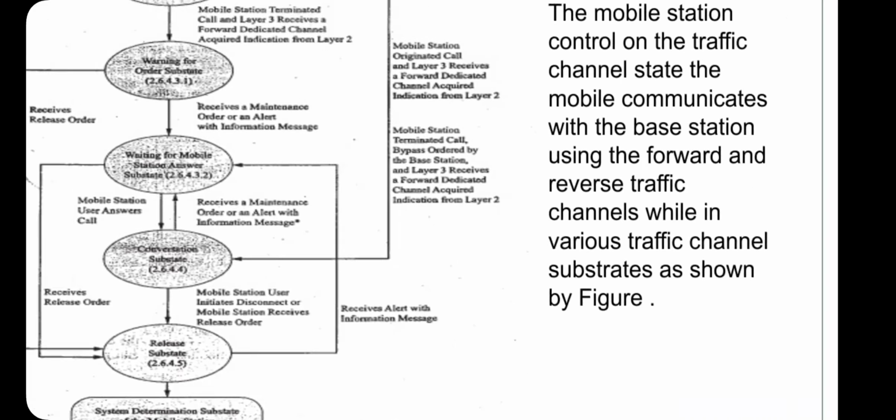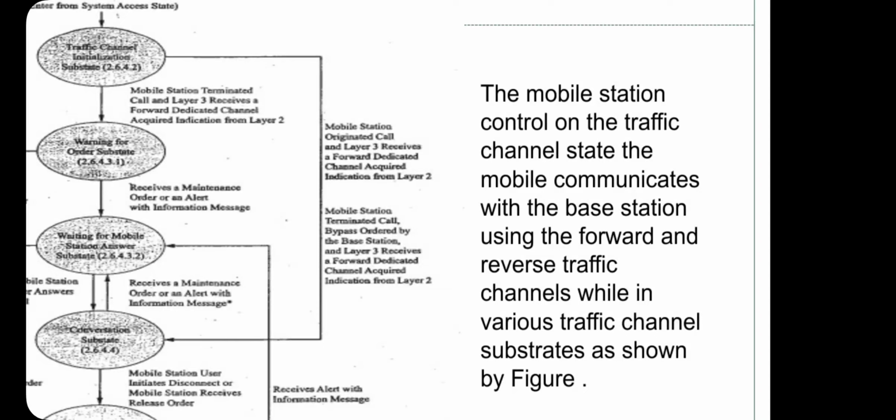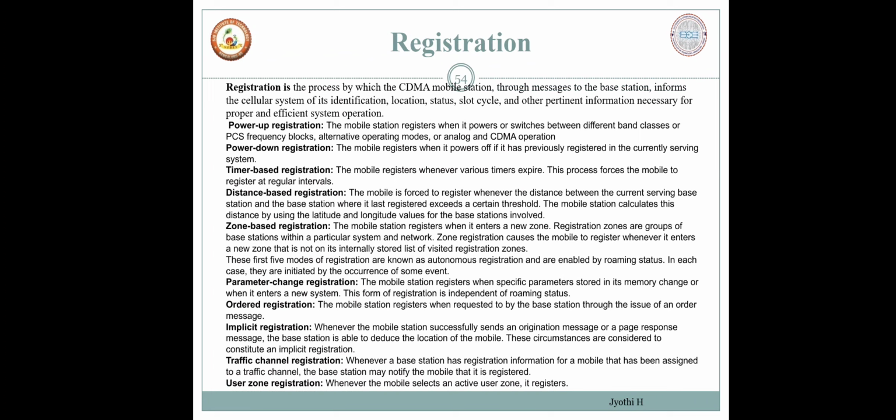Then the system determination substate of the mobile station initialization state. The star indicates that the signal type is equal to 01 or 10, or that the signal information record is not included. So this is about the mobile station control on the traffic channel state, where the mobile communicates with the base station using the forward and reverse traffic channels, with the various traffic substates as shown in the figure. This is the detail about it.